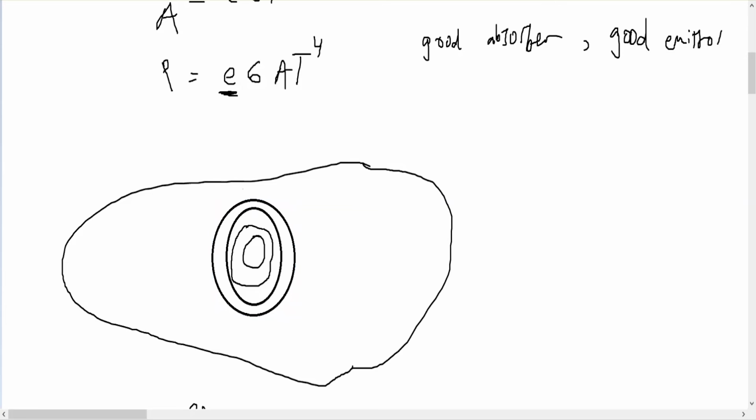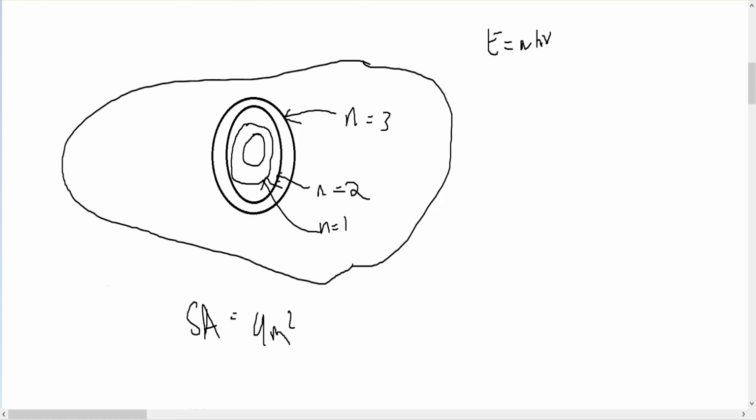So then that means that by E equals nhv, this outermost valence shell, but really energy level, is n equals 3, and then the second one is n equals 2, and then the most inner one right here is n equals 1. So the idea is, consider an incoming photon ray, which we denote by gamma.